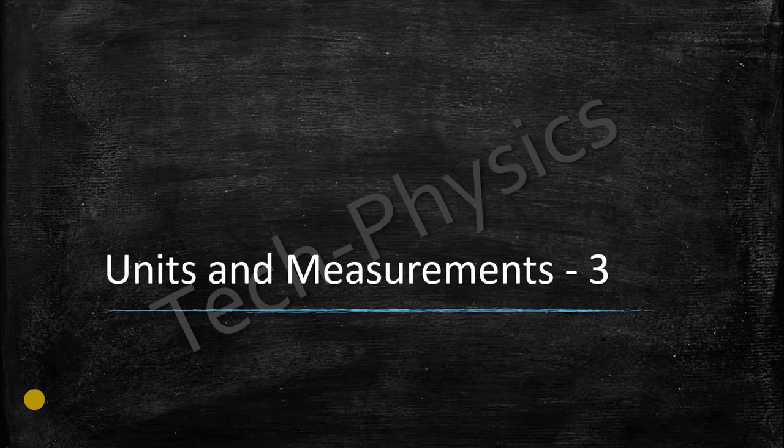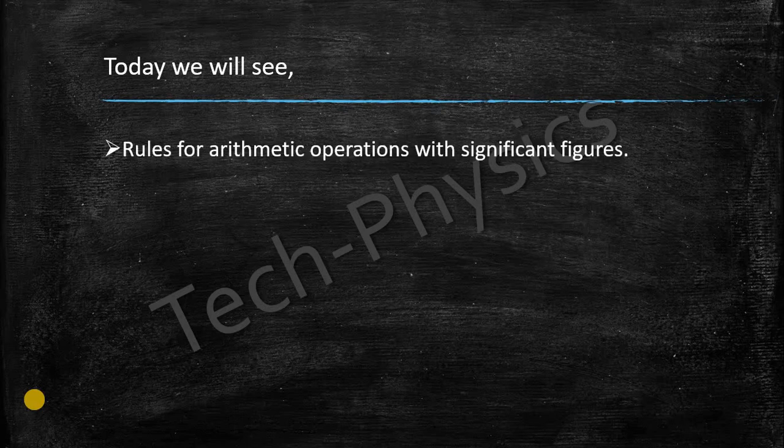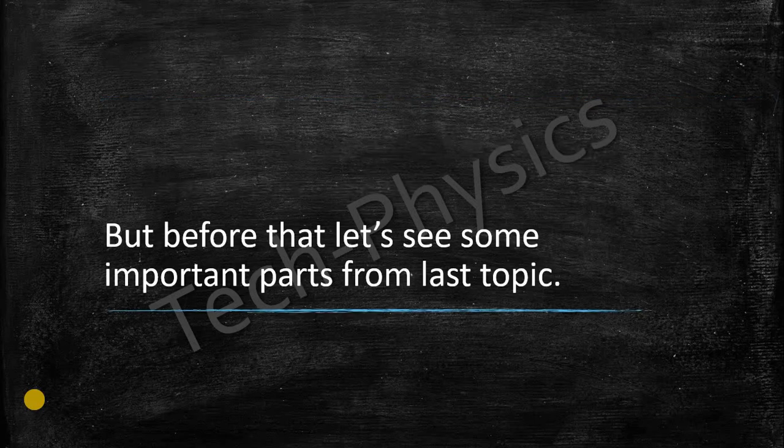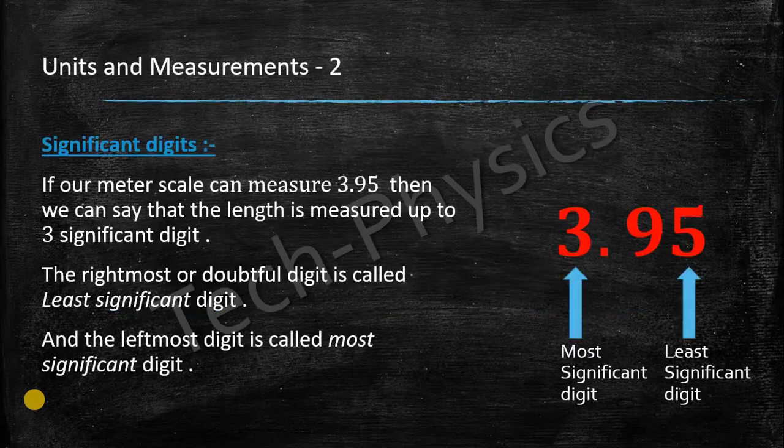So today we are going to see our lecture on units and measurement, which is our third lecture. So today we will see units and measurement 3. And today we are going to see rules for arithmetic operations with significant figures and rounding off the uncertain digits. But before that, let's see some important parts from the last topic.